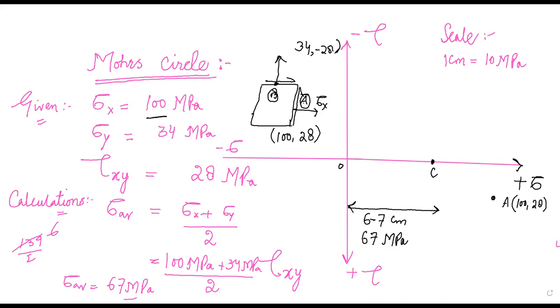Zara apne plane pe ab 34 comma minus 28 ko represent kijiye. How you will represent it? Yes, along x-axis you will move how many centimeter? 3.4. And along shear stress axis you will move 2.8. So it will be somewhere here. This we call as a point B. Or isko likho, 34 comma minus 28. Okay, now use your compass. With C as a center and radius equal to CA equal to CB, draw a circle. This constructs your Mohr circle.